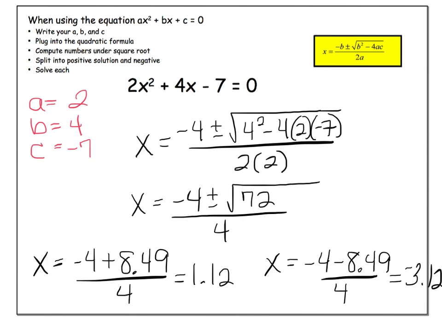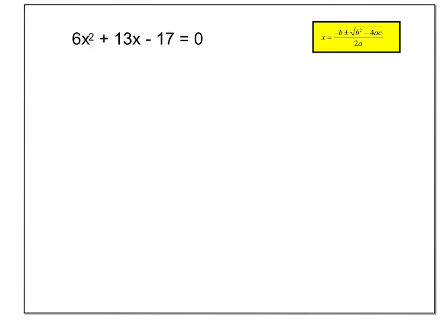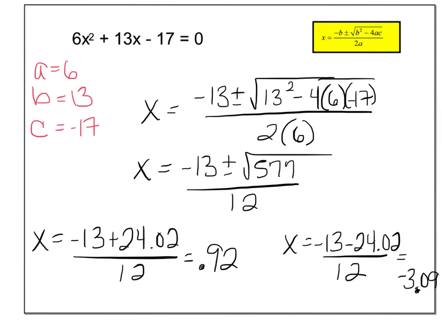Alright, here's your guided practice. Remember, your first step is to write down what a, b, and c are, use the formula, and calculate it using the tricks I gave you. Pause the video now and come back when you're done. If you did not get those two answers, my first suspicion would be to look at the square root of hopefully 577.